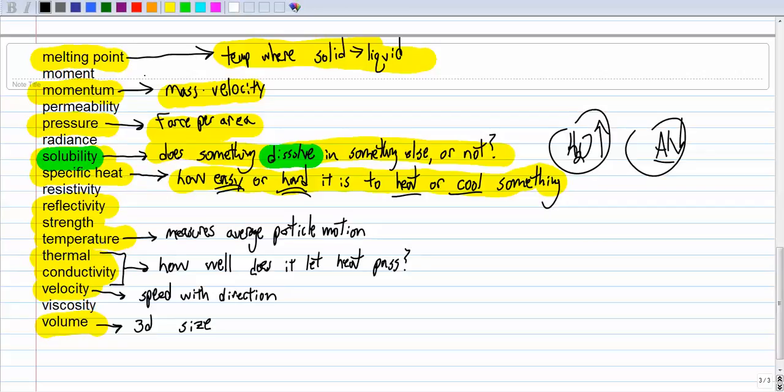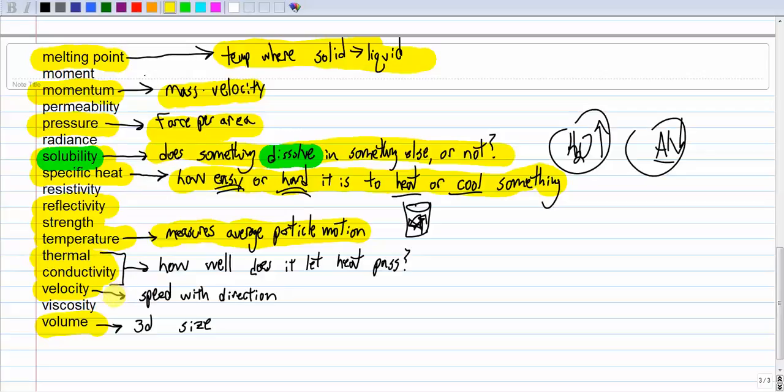Temperature. You probably haven't thought of temperature this way, but a temperature is a measure of average particle motion. So if you have a glass of water with a high temperature, that just means that the particles in that glass of water are really bouncing around fast, all over the place.